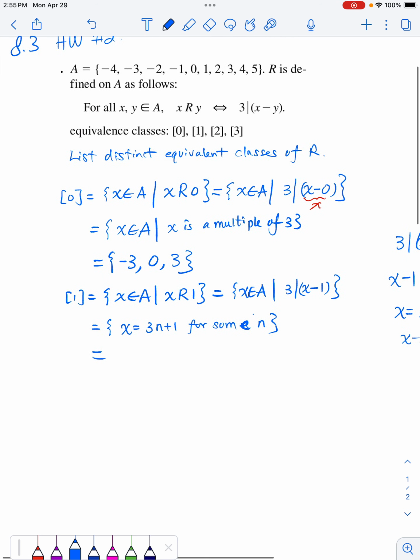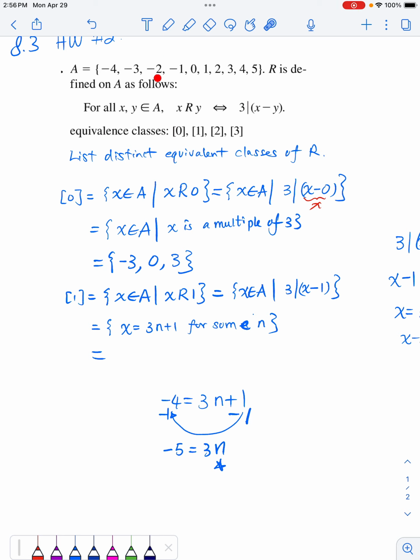Now let's take a look at whether negative 4 will be one of those. Let's just try. Will negative 4 be 3n plus 1 for some n? When you subtract 1 from both sides, we will have negative 5 equals 3n. Will you be able to find such an integer? No, definitely not, right? So negative 4 should not be in the class. Negative 3 is not either, because negative 3 is just a multiple of 3. There's no remainder 1.